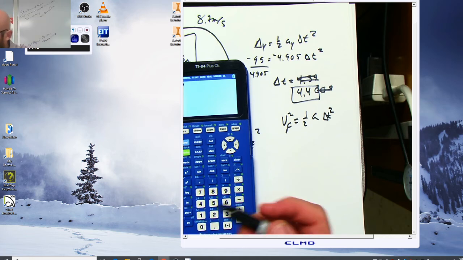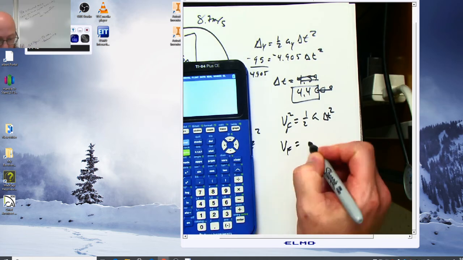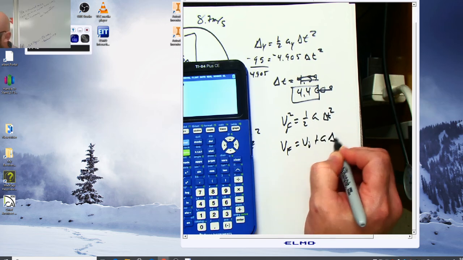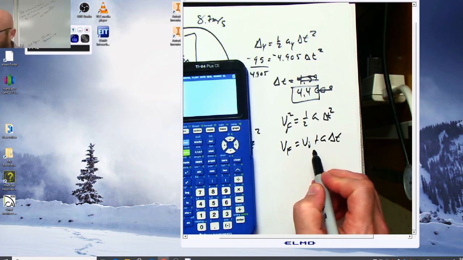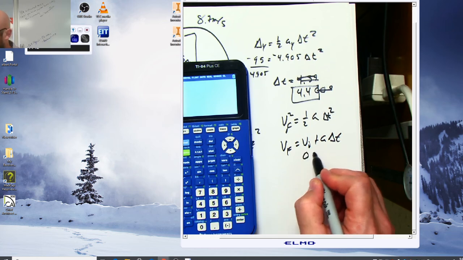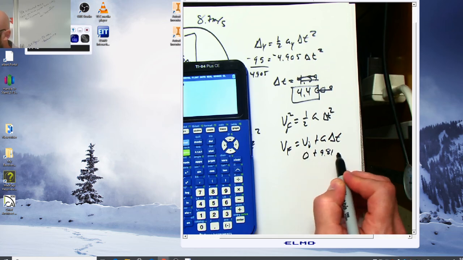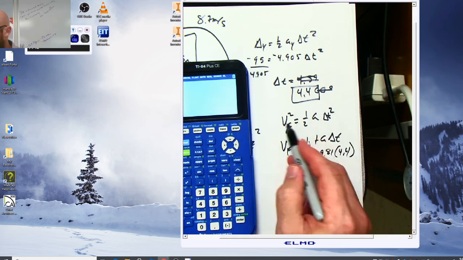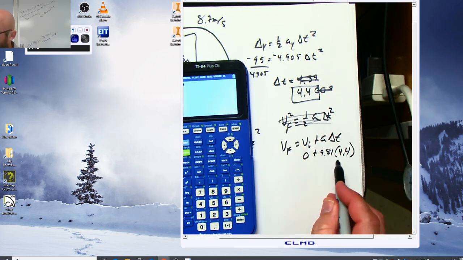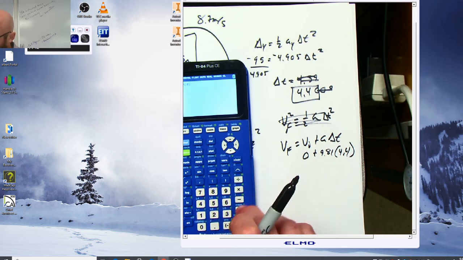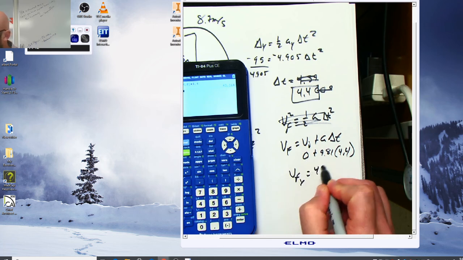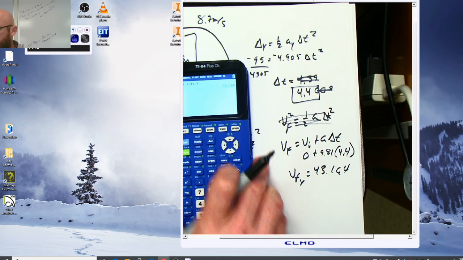Let's just use Vf equals Vi plus a delta t. I don't have a velocity in the y direction, but I can use 0 plus 9.81 times 4.4. That's easier than using that equation. 9.81 times 4.4. Vf in the y direction is 43.164. Cool.